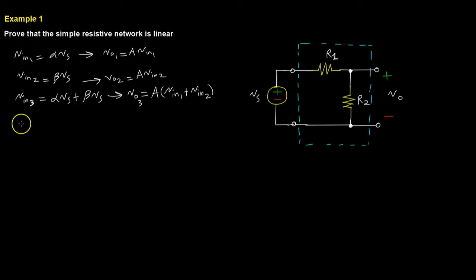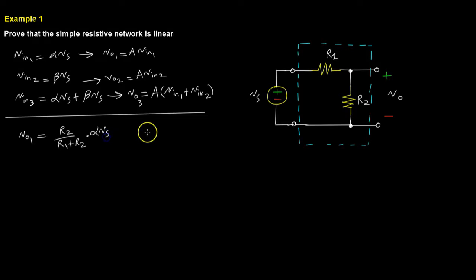And so let's go ahead and actually apply it to this very simple system. So in the first case, we can apply a voltage divider. It's very simple. Vout1 is equal to R2 over R1 plus R2 multiplied by the input, which is alpha Vs. And in the second case, we can apply a different voltage. The output is going to be R2 over R1 plus R2 times beta Vs. In this case, this would be our A, or the system gain or attenuation.